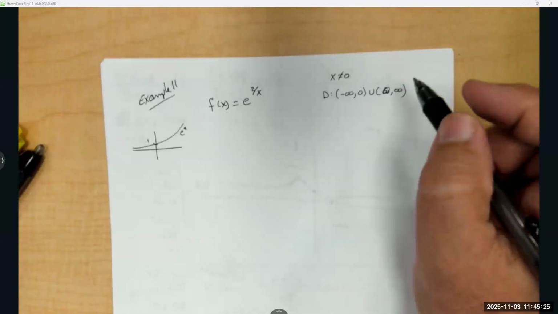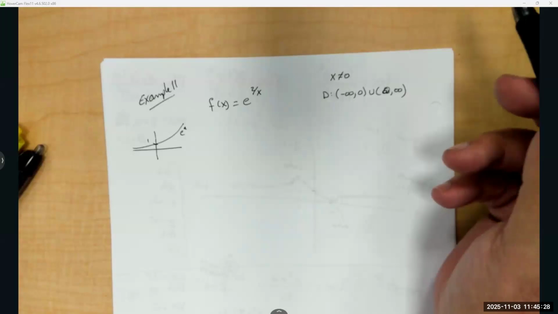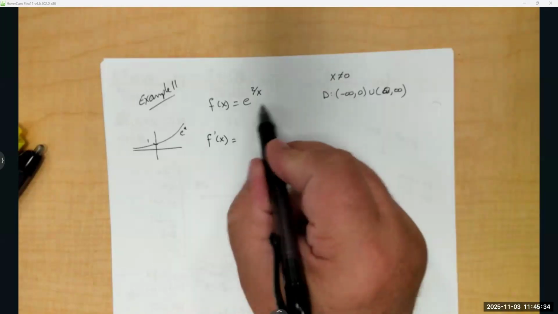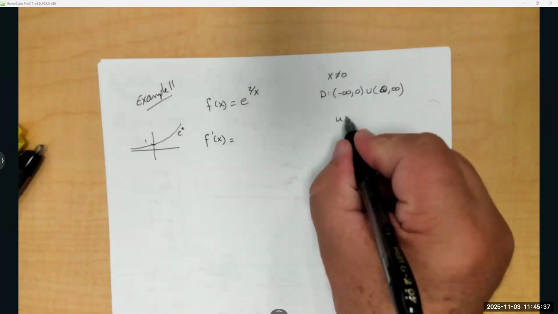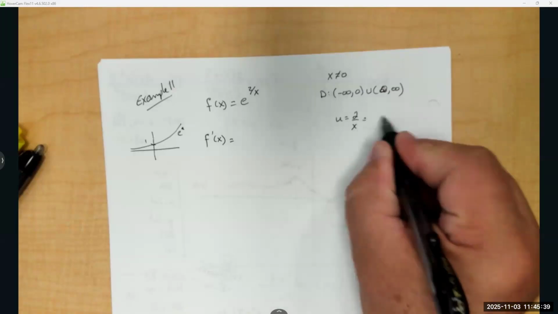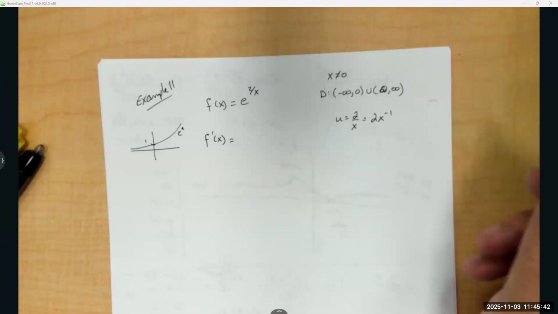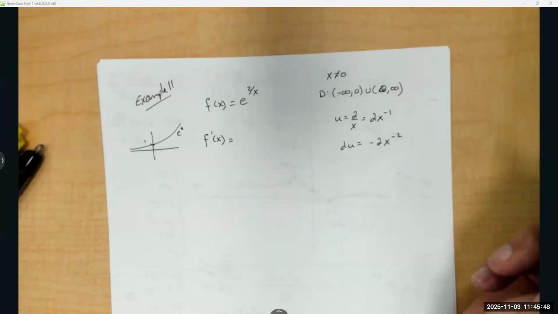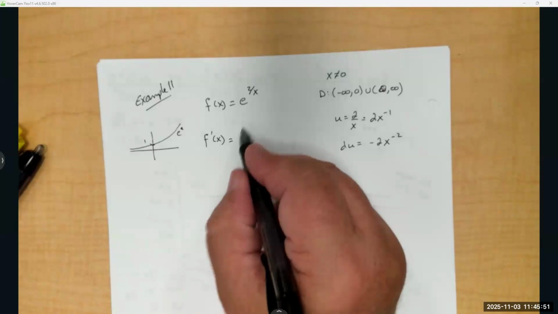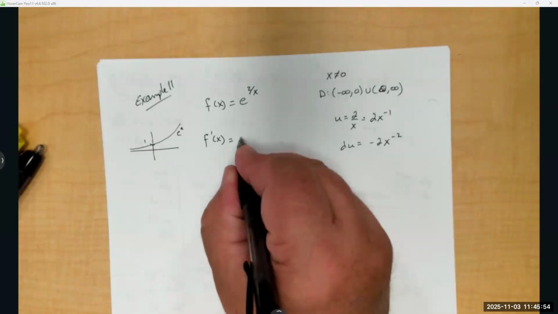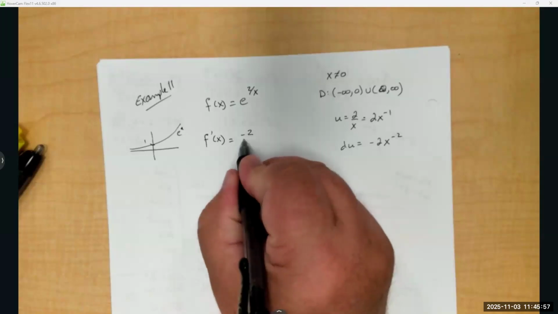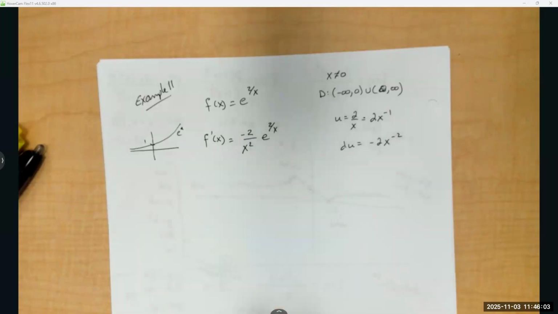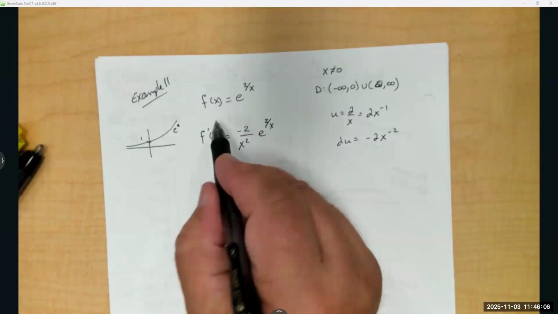Do we have any asymptotes? No, because it's an e function, there are no asymptotes. So the first derivative, e^u du, so our u function is 2 over x, which is 2 times x to the power negative 1. So du is negative 2x to the power negative 2. So the derivative is e^u du. So it's negative 2 over x squared, e to the power 2 over x. That's our first derivative.